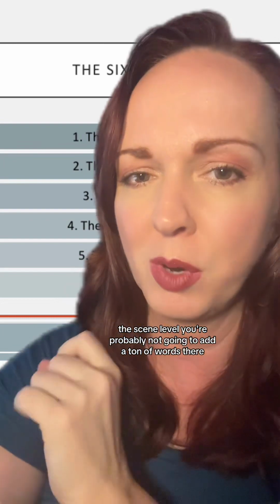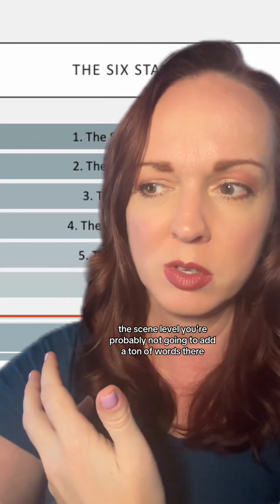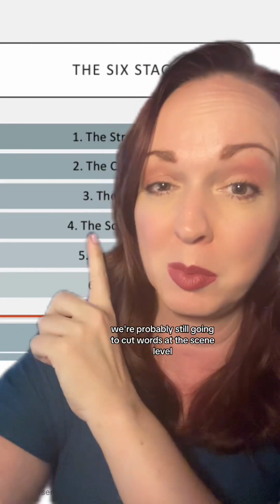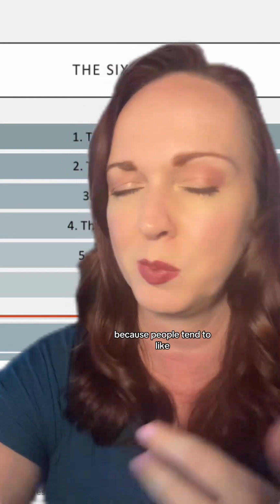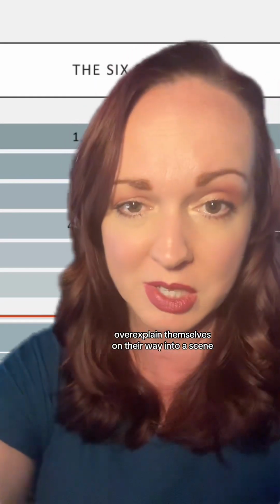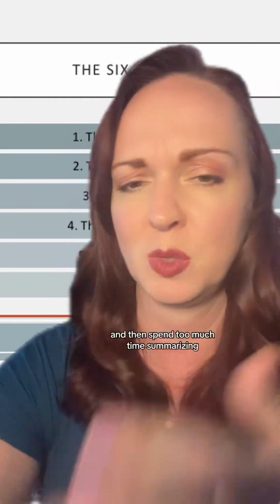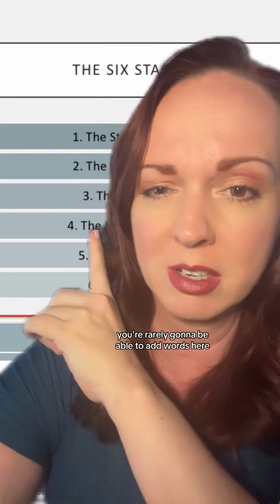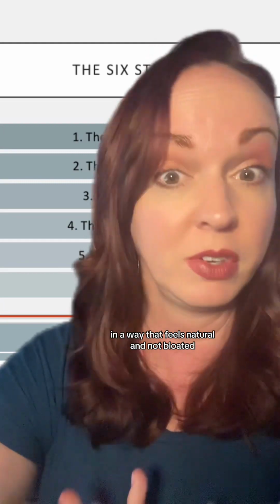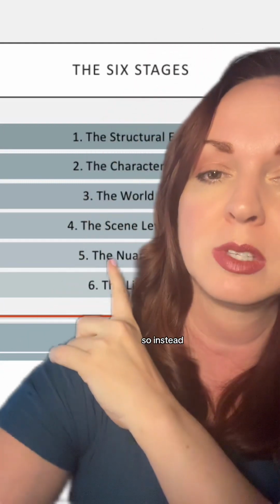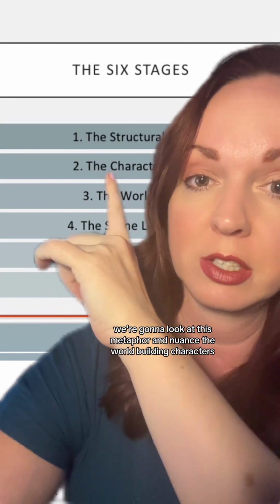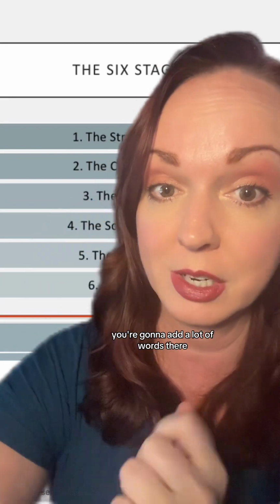The scene level, you're probably not going to add a ton of words there. Usually, even if you're an underwriter, we're probably still going to cut words at the scene level because people tend to over explain themselves on their way into a scene and then spend too much time summarizing as they back their way out of the scene. You're rarely going to be able to add words here in a way that feels natural and not bloated. So instead, we're going to look at this metaphor and nuance, the world building, characters, and then obviously, if you're missing a scene, you're going to add a lot of words there.